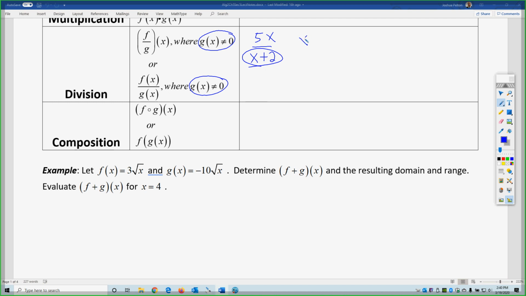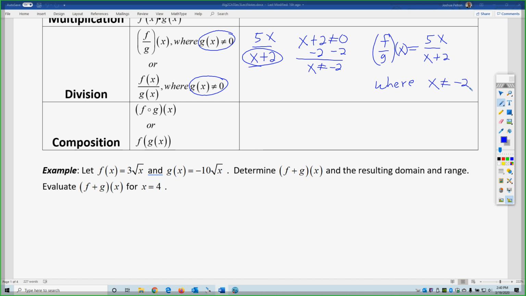So what we care is that x plus 2 cannot be 0. So if I subtract 2, x cannot equal negative 2. Because if I plug in negative 2, I will get 0 in the denominator, which cannot happen. So my final answer, f over g of x equals 5x over x plus 2, where x cannot equal negative 2. So this has a limited domain. You cannot plug in any number you want. Negative 2 will not work.